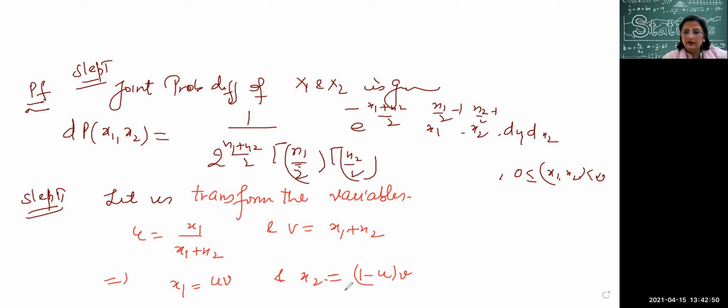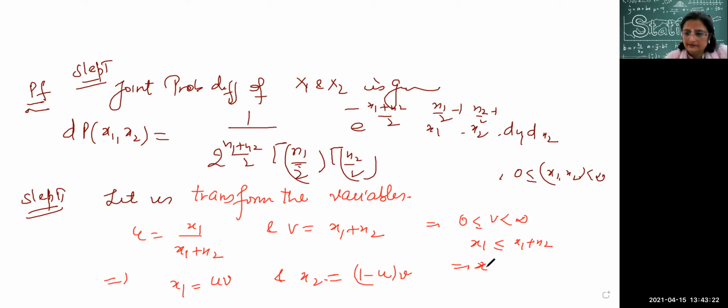Now we will find the limits. Here, as x1 and x2 are chi-square variates, so therefore x1 and x2 have the limits 0 to infinity. It implies, यहाँ पे आप लिख देंगे, it implies 0 less than v less than infinity. So what about u? x1 is less than or equal to x1 plus x2, right? It implies x1.